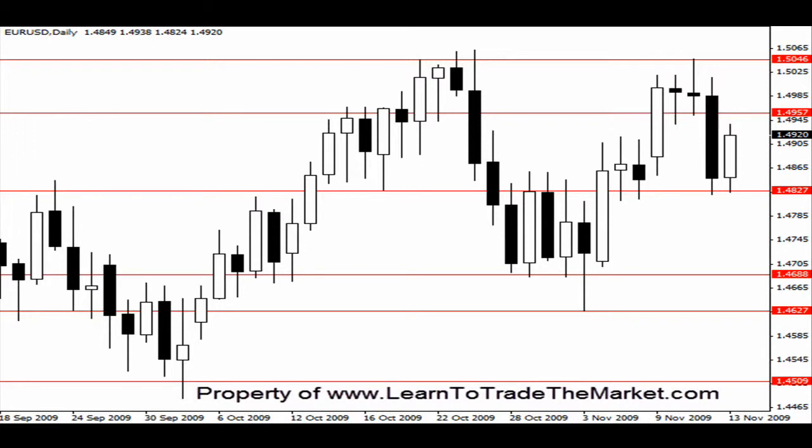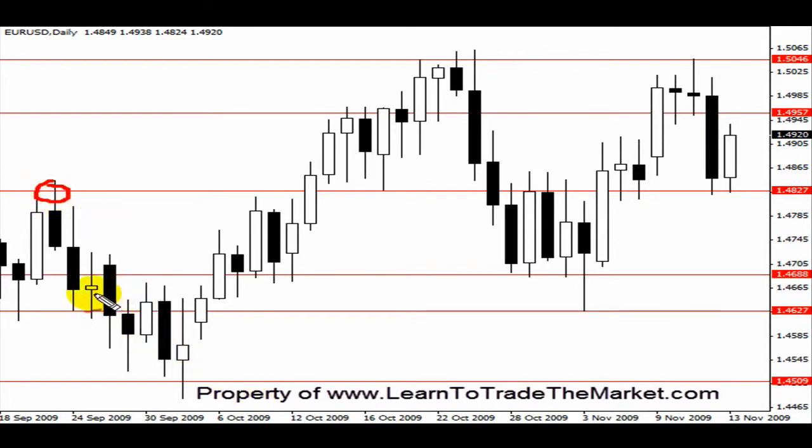So let's begin and have a look at the euro dollar on a daily chart. One of the things I do first is mark all the turning points or the swing points. They're the pointy parts that are very obvious. So I'll just circle them and show you where they are.